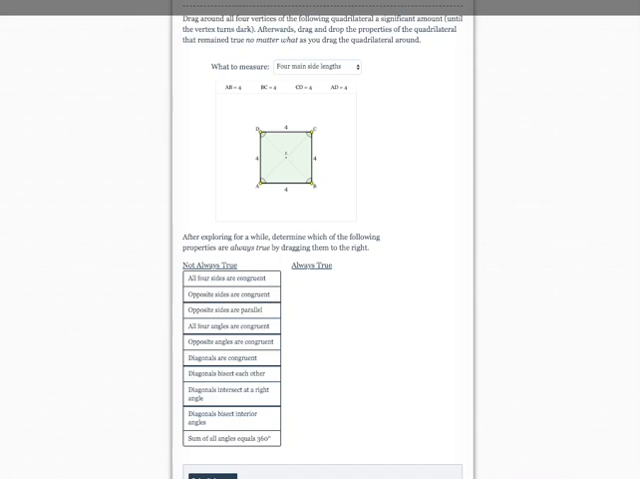Y'all, Ms. Sugo here. Today we are looking at dynamic quadrilateral properties, and this is an exploratory. So we are going to be moving some things around and just making observations about them.